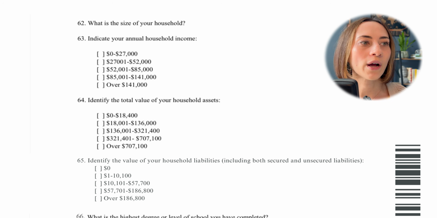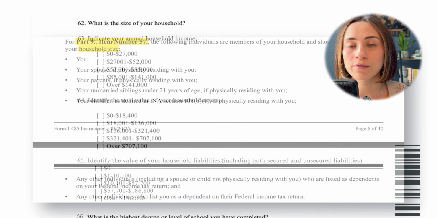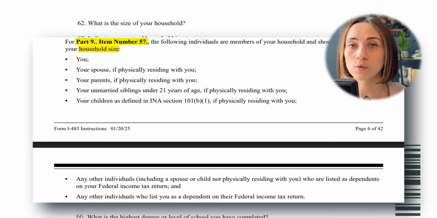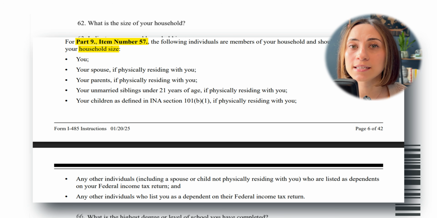First question, what is the size of your household? You do want to refer to the form instructions that talk about the size of your household as the applicant for a green card. So this size of the household may not necessarily be the same as the size of the household in the form I-864 from the petitioning sponsor.